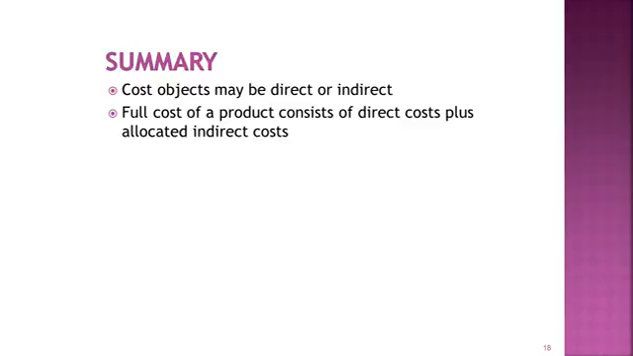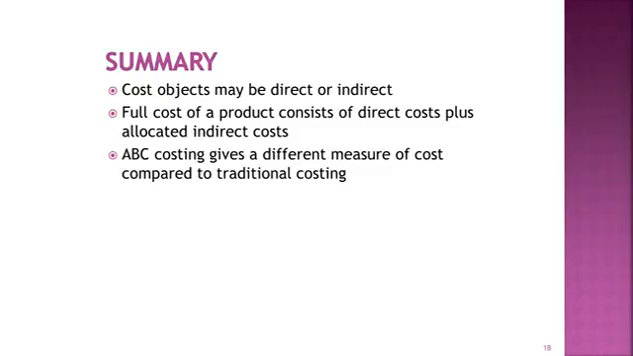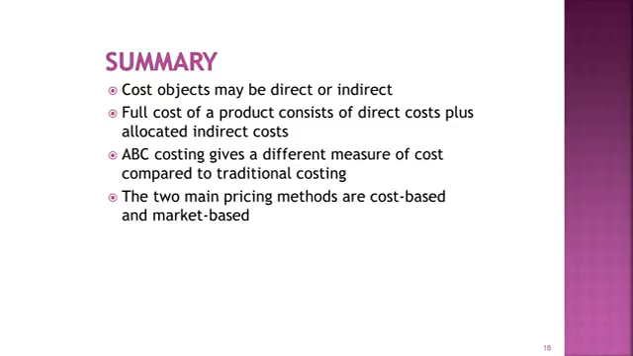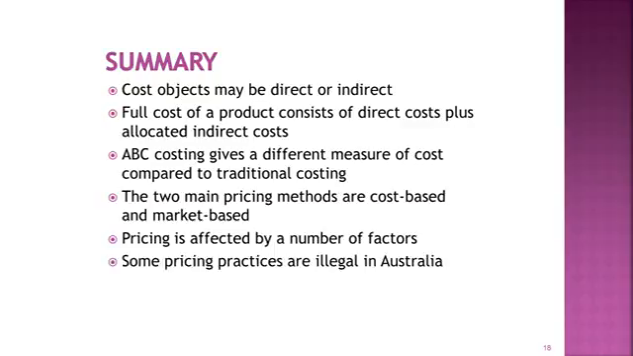Okay, so in summary for this topic, cost objects may be direct or indirect. The full cost of a product consists of direct costs plus allocated indirect costs. Activity-based costing gives a different measure of cost compared to traditional costing. The two main pricing methods are cost-based and market-based pricing. Pricing is affected by a number of factors, and as we've seen, some pricing practices are illegal in Australia. Okay, so that concludes topic 9.